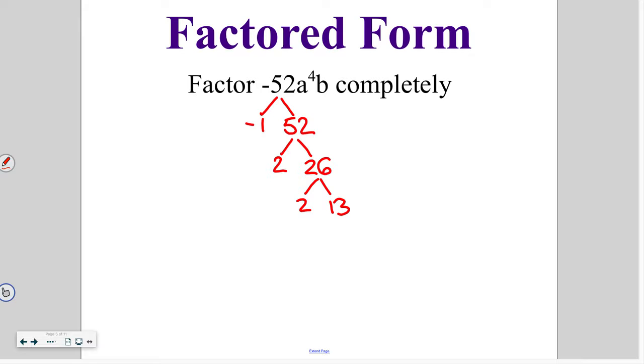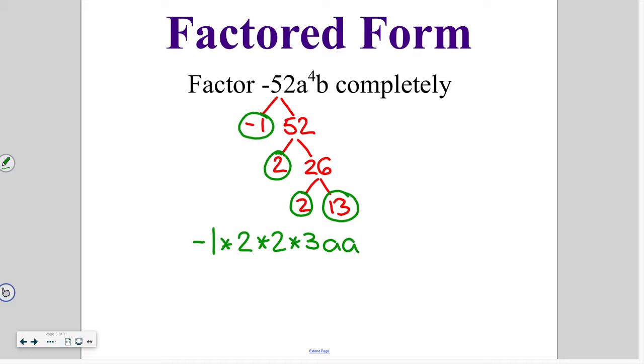In order to write the answer in final factored form, we're going to have the product of all of our numbers. So negative 1 times 2 times 2 times 13. Remember, all of our prime numbers are at the end of one of the branches. And then when we are writing out the letters in factored form, or those variables, I have a times a times a times a to represent a to the fourth, times b for b to the first.